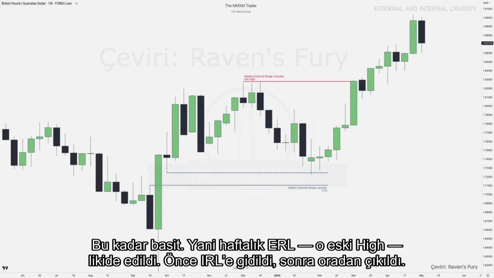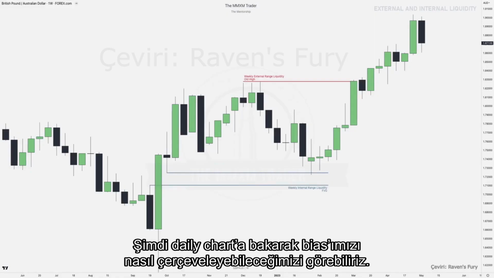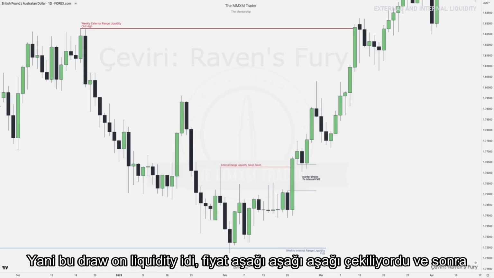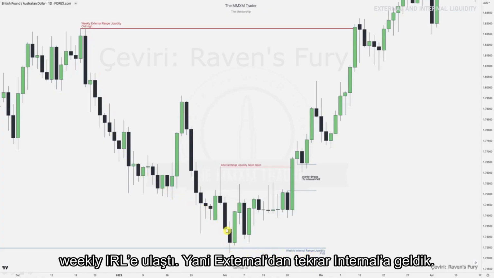So that weekly external range liquidity, that old high, has been liquidated after going into internal. And looking at the daily chart, now we can see how we can frame our bias on the daily, right? So this was the draw on liquidity. We're drawing lower, lower, lower, and then hitting that weekly internal range liquidity. So we went from external, remember, back to internal.